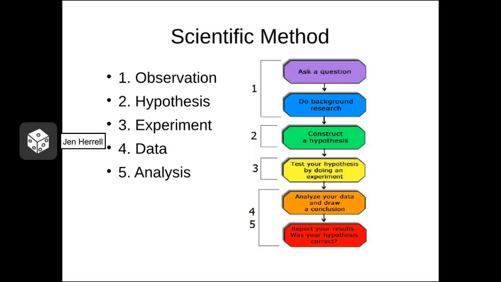Now, when we ask a question in science, there are a series of steps that we need to go through so that it's systematic and logical. And we call this the scientific method. There are many different treatments of the scientific method, but these are the 5 basic steps we're going to use: observation, hypothesis, experiment, data, and analysis. So let's go through each step.